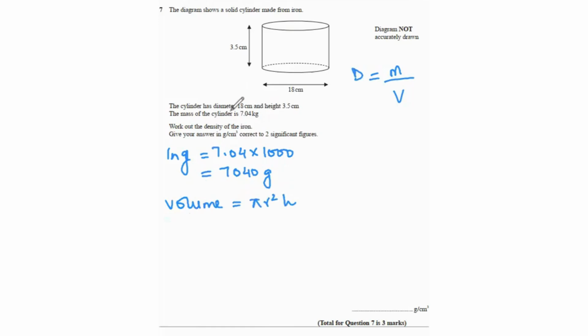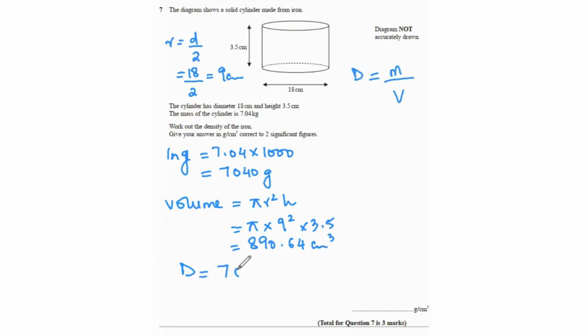If you notice, they've given us the diameter, not the radius. Now radius is half of the diameter, which means it's 18 divided by 2, which is 9 centimeters. So pi times 9 square times 3.5, which is going to give us 890.64 centimeter cube. So for density, it's going to be 7,040 divided by 890.64, which gives us 7.9 grams per centimeter cube. That's correct to two significant figures as mentioned in the question.